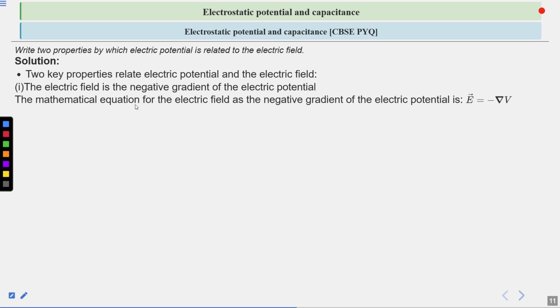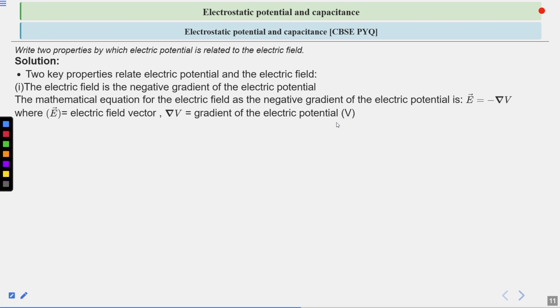The mathematical equation for the electric field as the negative gradient of the electric potential is E equals minus the gradient of potential, minus dV by dr. This negative sign shows the direction of the electric field, and the gradient dV is showing the magnitude of the electric field at any point in the space. Here E is the electric field vector and the del V is the gradient of the electric potential.